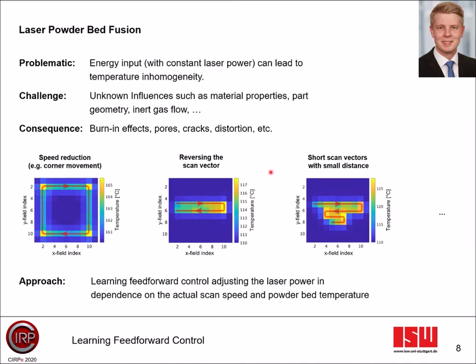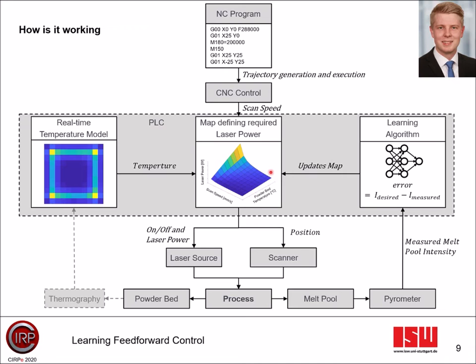So we would like to adjust the laser power depending on the actual scan speed, taking also unknown influences into account. So how is the learning feedforward control working? In the beginning, we have an NC program containing the information for the laser source and the galvanometer scanner. The NC program is interpreted and executed by the CNC control. Using the scan speed calculated by the CNC, we can look up the according laser power in a three-dimensional map.